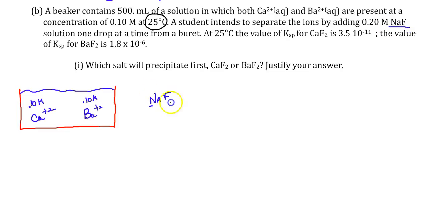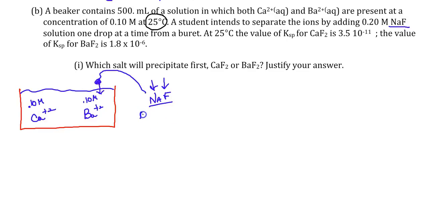Now we know sodium fluoride is soluble. Group 1 ions and halogens mean that these are not going to dissociate very well because they have low charges. Coulomb's law. Water can break them apart. So we're going to add 1 drop at a time. So 1 drop at a time is being added to this solution.